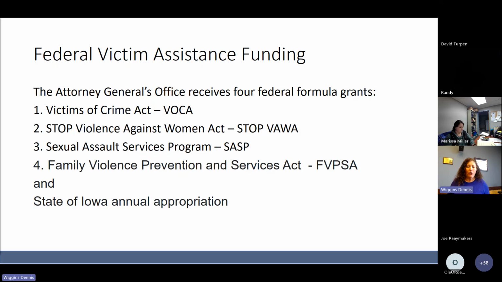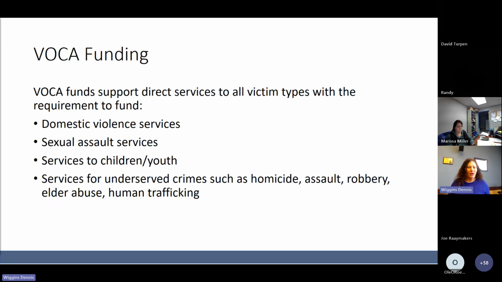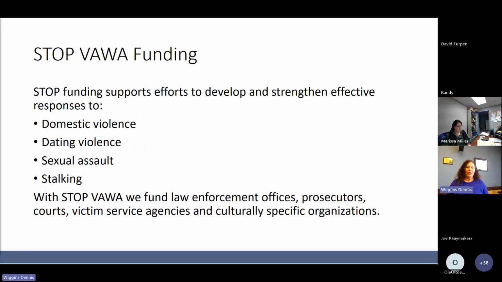Our SAS program is only for sexual assault, and then our family violence program is for family violence. It's the domestic violence program. And then of course, here's the slide where I detail all of these. So VOCA funds is direct services, and this is the one that funds all types of crimes. And it can fund children and youth. And then Stop VAWA is only domestic violence, dating violence, sexual assault, and stalking. So it's limited to those particular crime types.